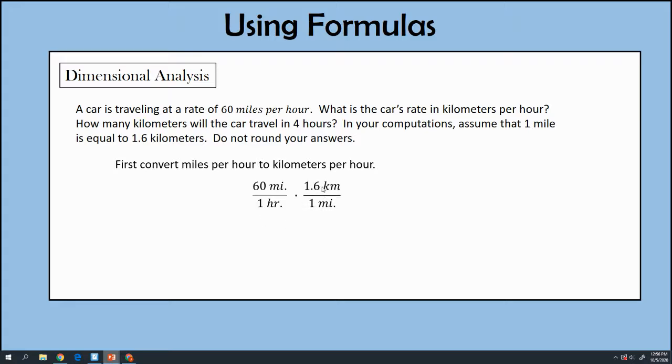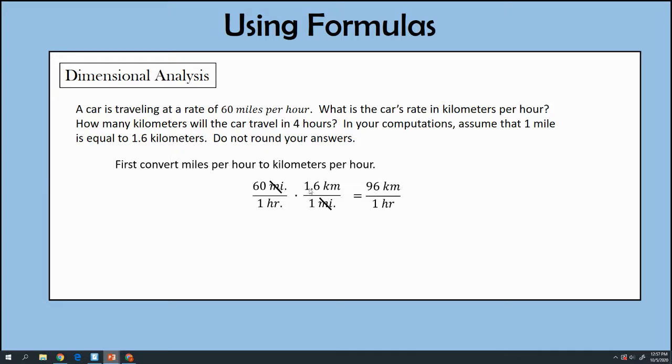So I'm going to write this as 1.6 kilometers to 1 mile. They're saying these are equal, so this is like equals 1. I wrote it as kilometers over miles because I want my miles to cancel. Then I'm left with kilometers as a unit at the top, and hours is the unit in the bottom, which is kilometers per hour. So multiply numerators and denominators, and we're going to get 96 kilometers per hour.